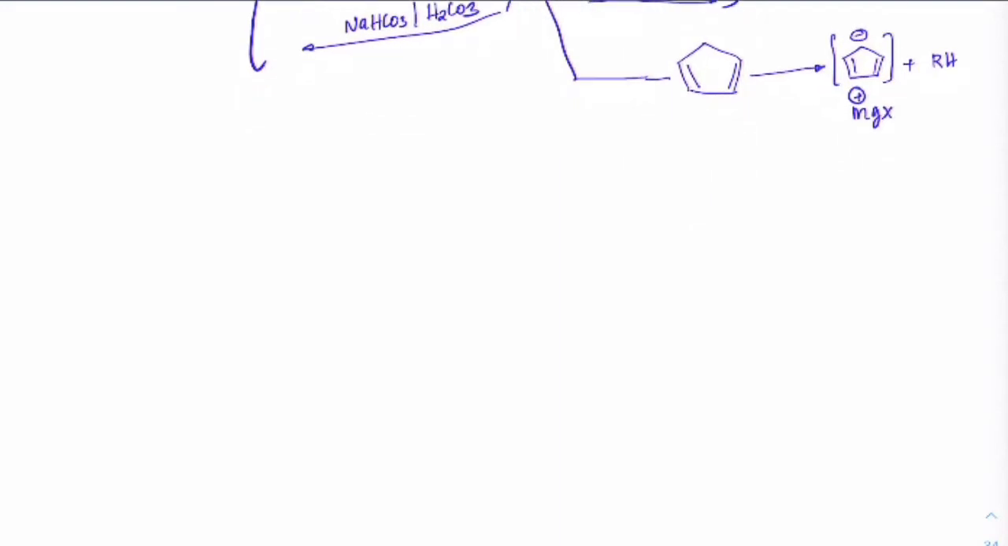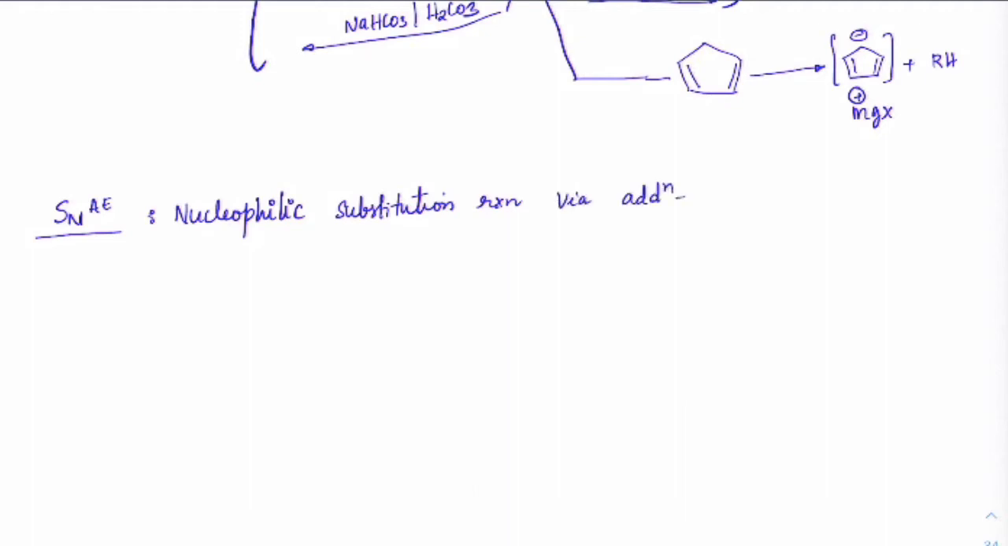Right. Now let me introduce the SNAE mechanism. SNAE is nucleophilic substitution reaction via addition elimination. And Grignard's reagent is one of the best examples to do that. So that's why we are studying it through Grignard's reagent here.